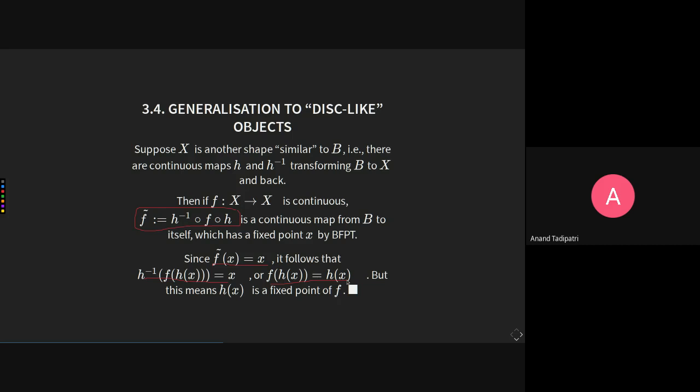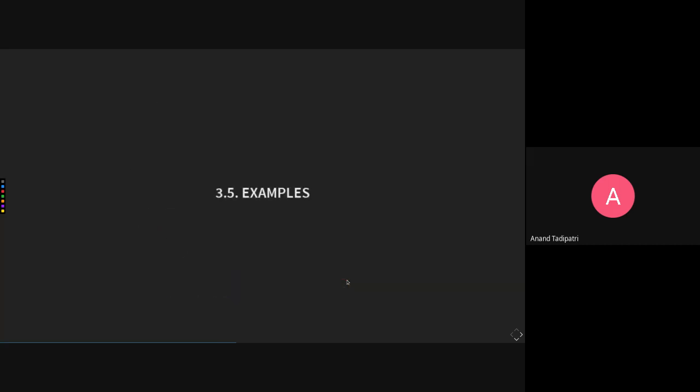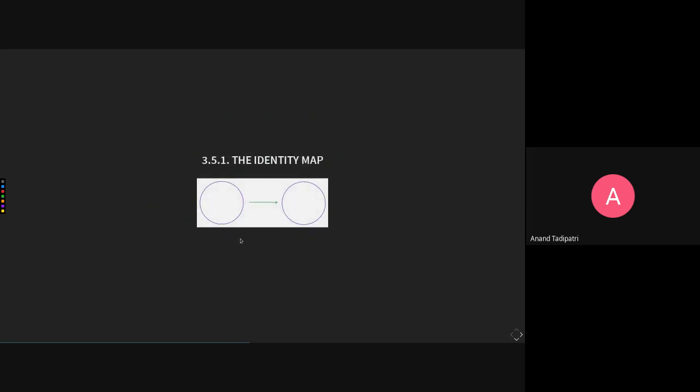So the long story short is that Brouwer's fixed point theorem is not specific to just closed unit disks in the complex plane. It's much more general and applies to anything sufficiently disk-like. And we'll use this fact in later proofs. Right. So to make sure that we've understood Brouwer's fixed point theorem, let's look at a few examples.